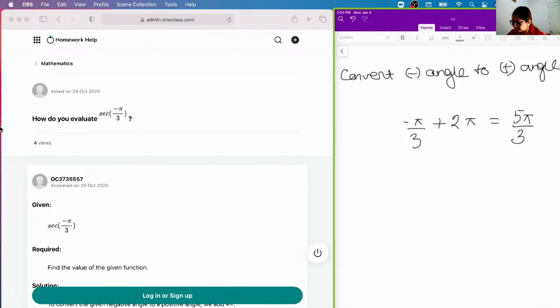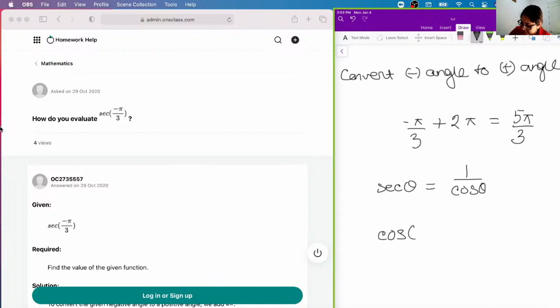So if we recall that secant theta, or any angle, is basically the same thing as 1 over cos theta, right? So basically what we can say here, let's just say that the angle is 5 pi over 3, just for a brief moment here.